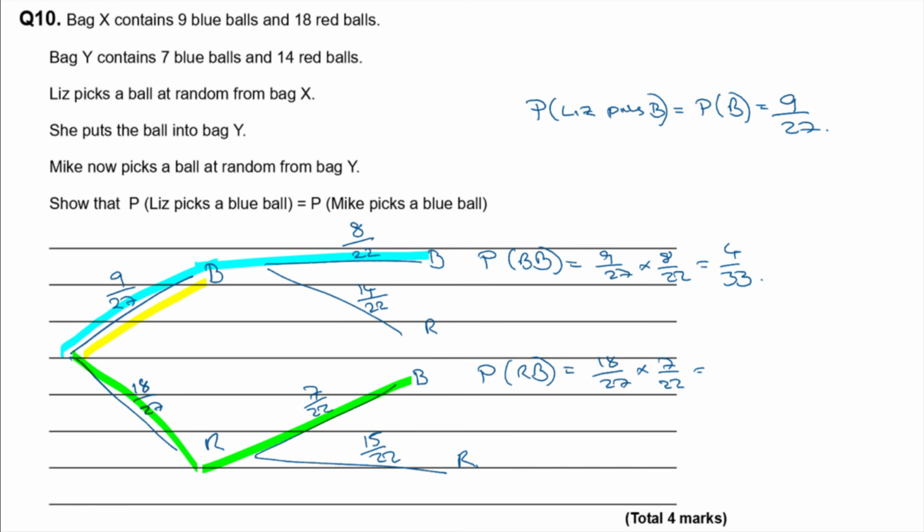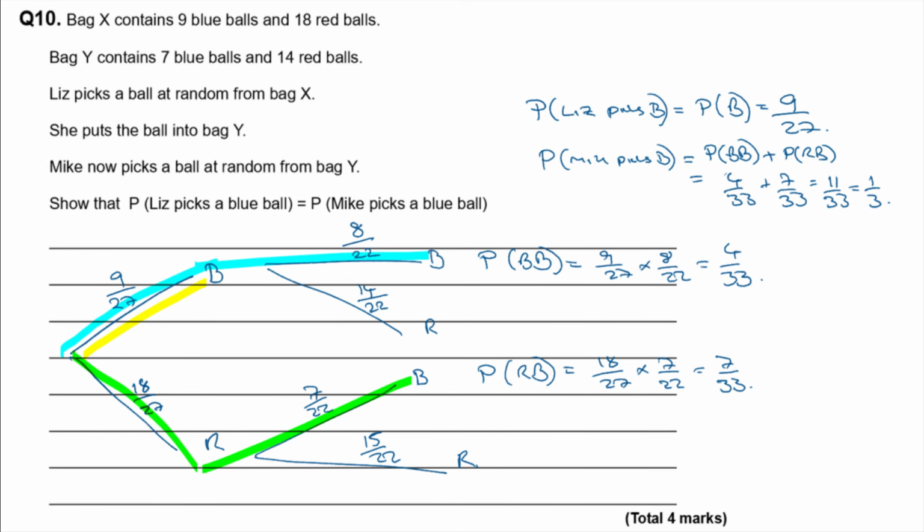18/27 times 7/22. That's 7/33. And so the probability that Mike picks blue, that's going to be the probability of blue plus the probability of red blue, those two routes that I just found. So that's going to be 4/33 plus 7/33, which is equal to 11/33, which is equal to 1/3, isn't it?